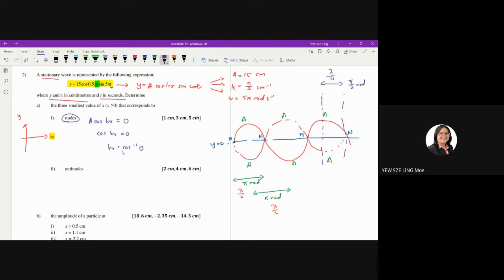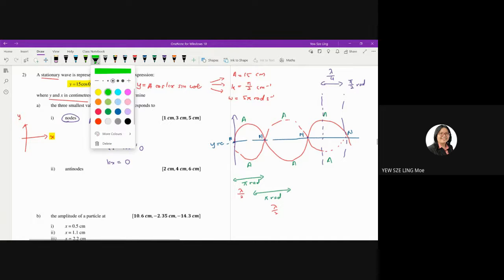So what am I going to do right here? I want to calculate the value of cos negative 1 of 0. If you use a calculator and press cos negative 1, 0, then you will obtain kx equals 0. That represents the position of your first node. So at this point, your graph looks like this. The first node is happening at kx equals 0. But the question is asking for a distance that is greater than 0, so 0 obviously is not the right answer.